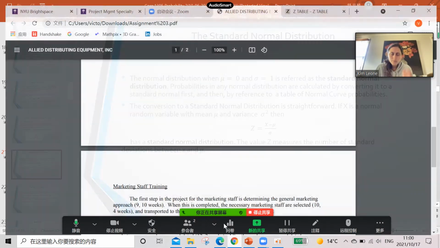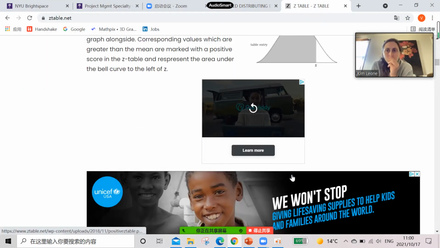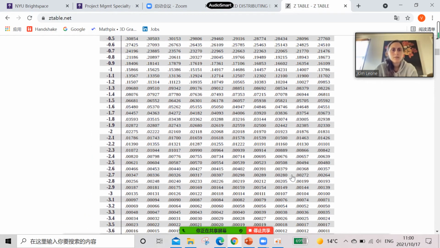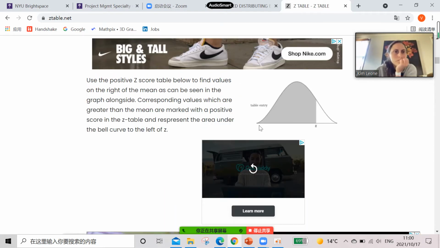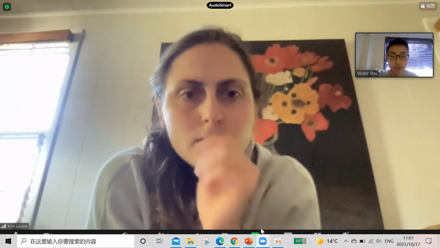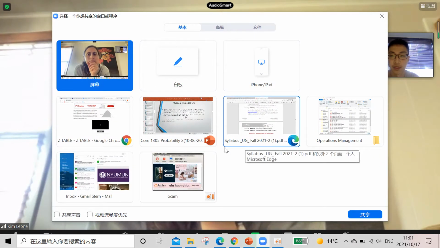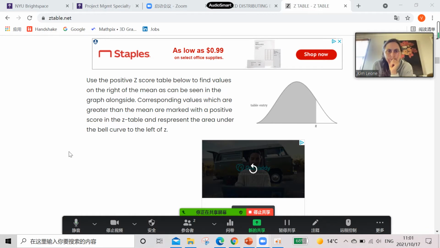I have the Z table already here. Let's see, just Google it. So this is the Z distribution. You can see this one? I still see the presentation on your screen. I'll stop recording and then record. Oh, sorry. Can you see it now? Yeah.